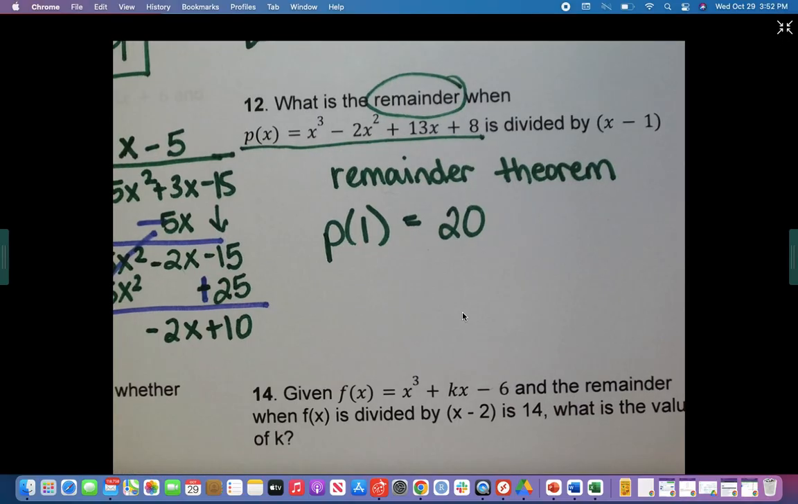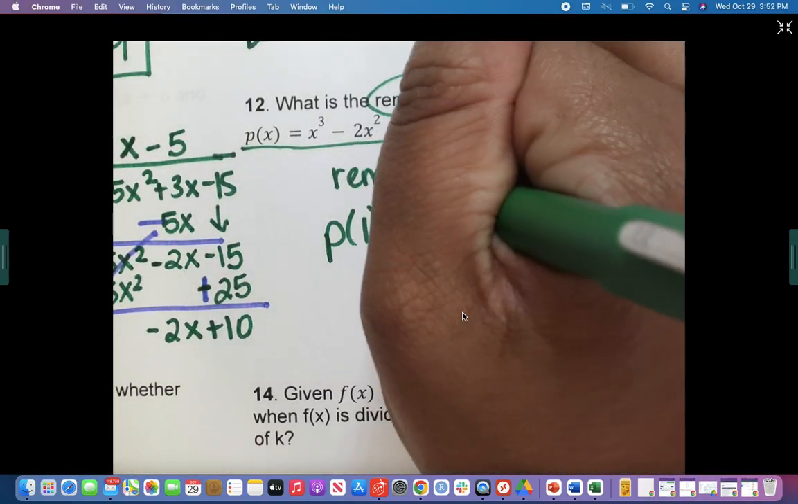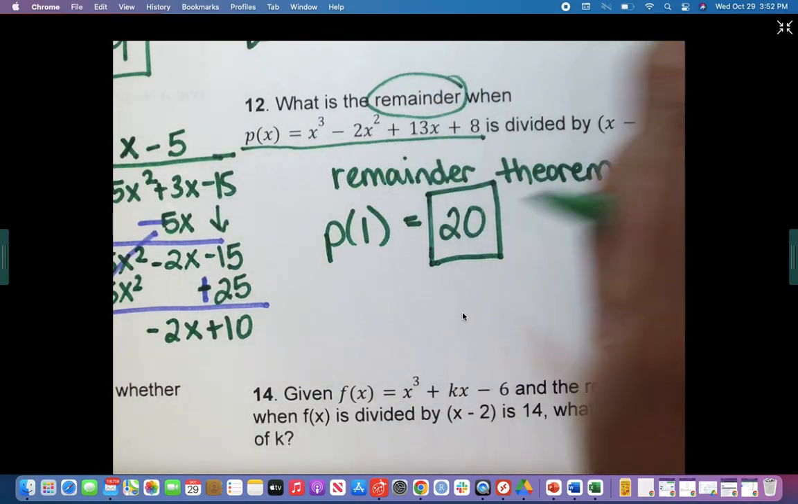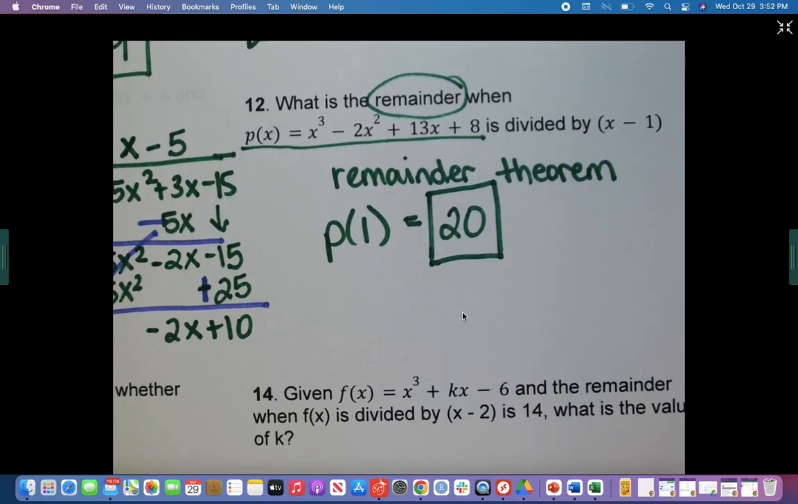All right, again, if you are watching this, I want you to circle 20 instead of putting a box on it. I put a box on it in the video, but I need for you to circle it. So circle, not a box.